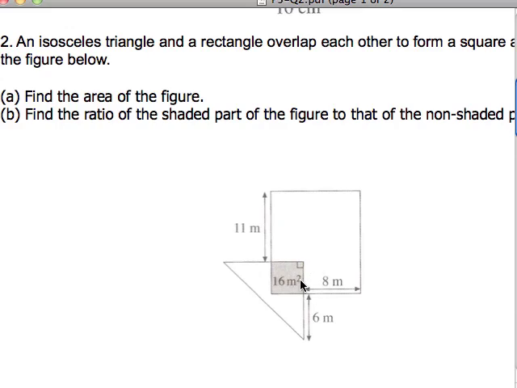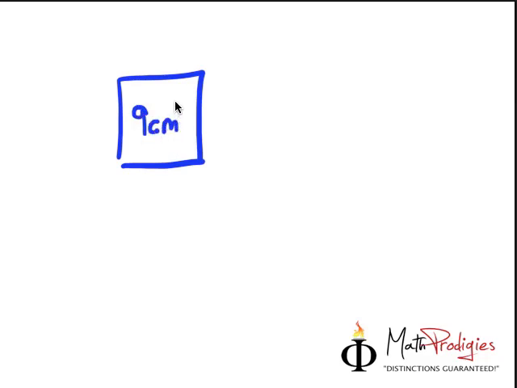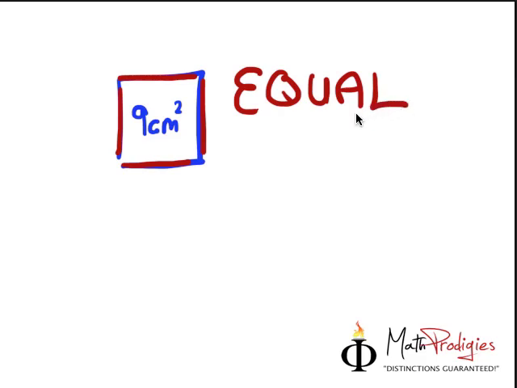Let me ask you a few questions. Let me just go into our handy dandy notebook. Let's say I ask you about a square with area 9 cm squared. What do you understand about a square? All sides are equal.